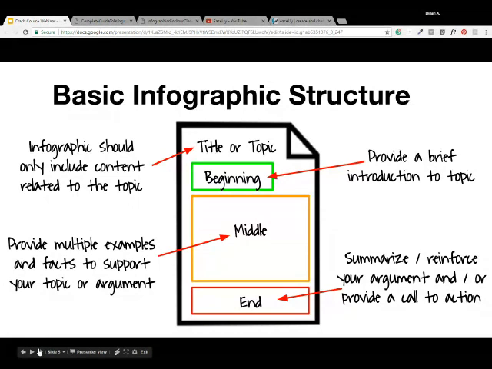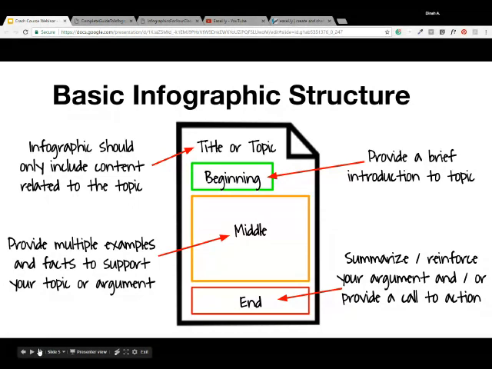You're really going to try and use as little text as possible. But you do want to provide that context for the infographic. So before people start to dive into the data and the facts and the figures, give them a little bit of understanding on the topic, especially if someone is unfamiliar with the topic at hand.